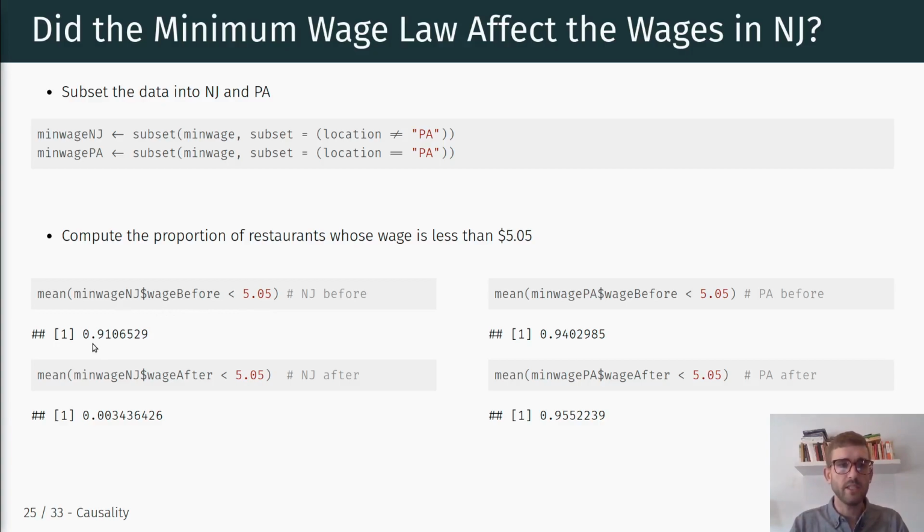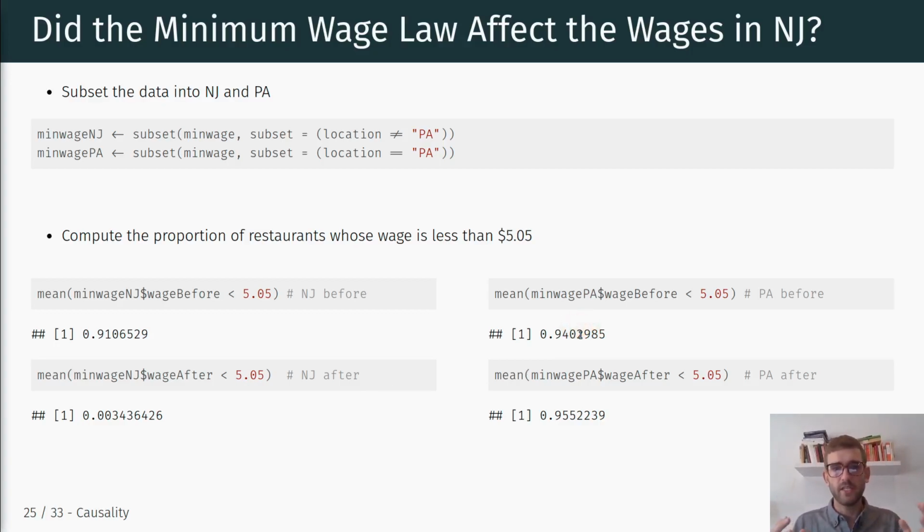And we see for New Jersey that before the change, 91% of the restaurants paid less than $5.05. And then, of course, after the change, since they all comply, or at least almost all comply with the legal requirements, the proportion of restaurants whose wage was less than $5.05 is almost zero. Okay, so that's the first part. We see that this law change actually had an effect in New Jersey.